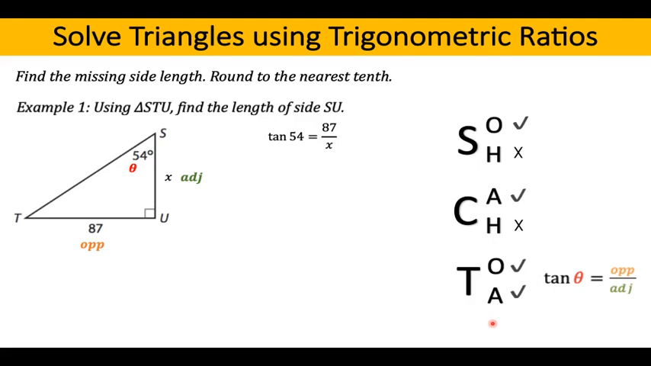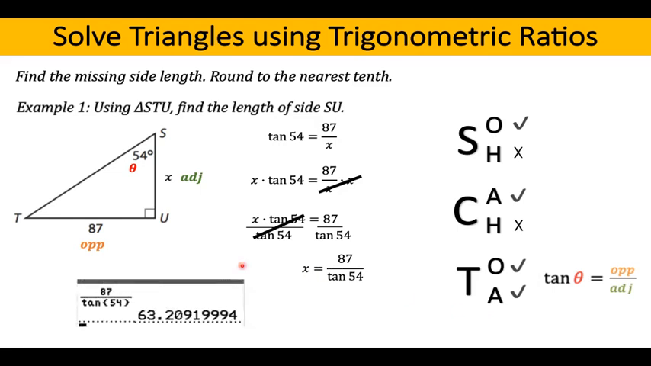Now we'll solve by multiplying both sides by x. They've divided by x, so in order to cancel that, you must multiply by x. Notice here, x is not by itself. We'll need to take another step of dividing by tangent of 54 in order to solve. Once your variable is by itself, we can then type it into the calculator. So we'll type in 87 divided by tangent of 54. You could also use the alpha y equals to set it up as a fraction. Either way, it gives you the same solution.